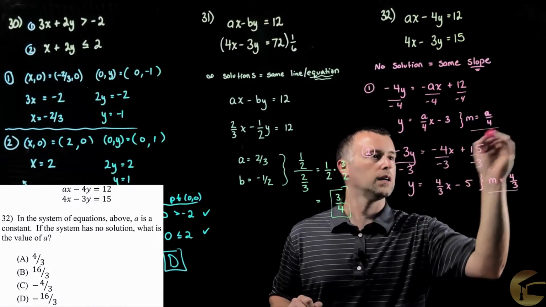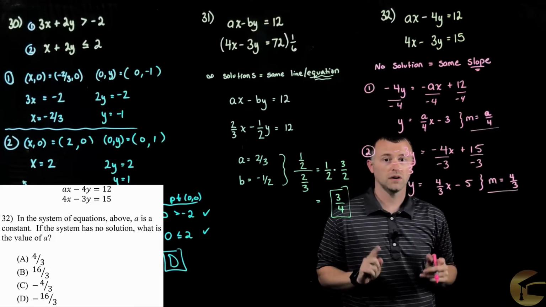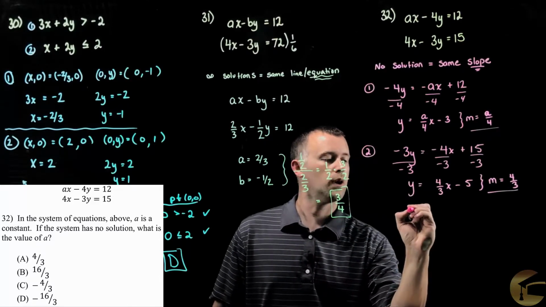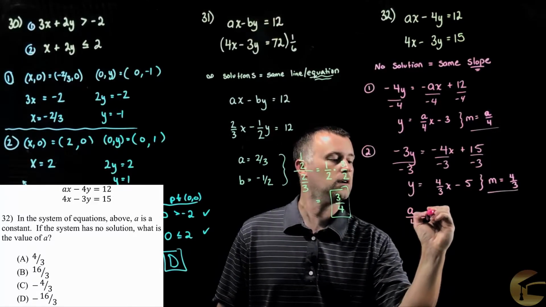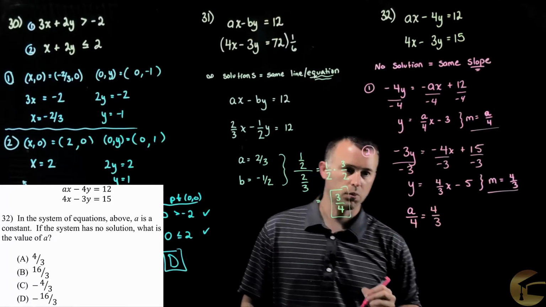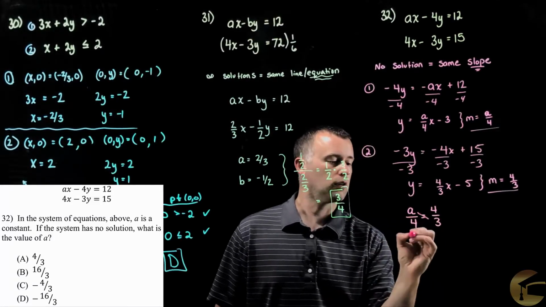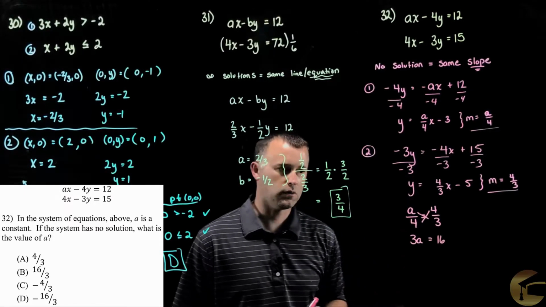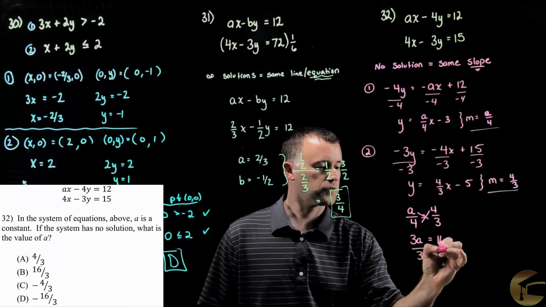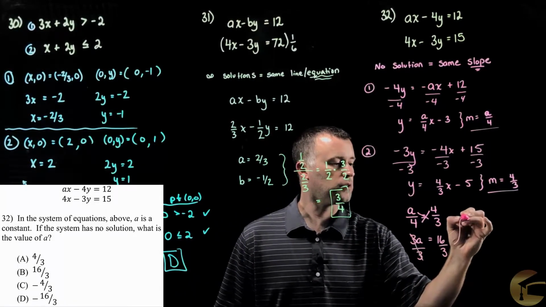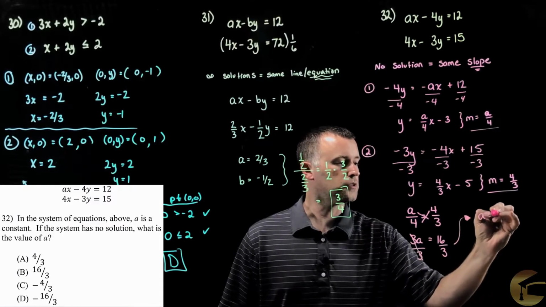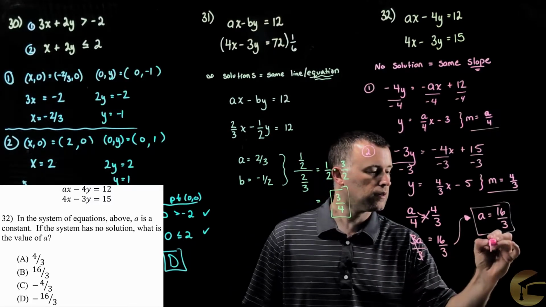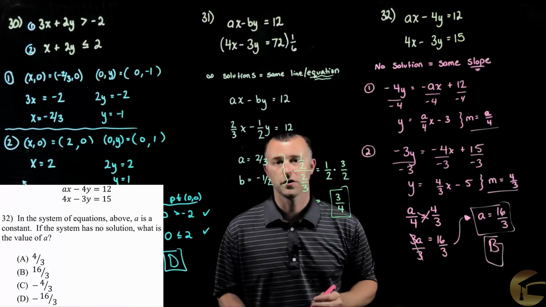Now remember, they said these lines have no solution, which means they're parallel, which means the slopes are equal. So they want me to solve for a. I'm just going to go a over 4 equals 4 over 3. This is a proportion problem, so I'm going to do cross product. I'm going to go 3 times a is equal to 4 times 4. So 3a equals 16. Divide both sides by 3. And there's your answer. A, in this case, is equal to 16 over 3. That's going to be answer choice B. And again, that's your answer for number 32.